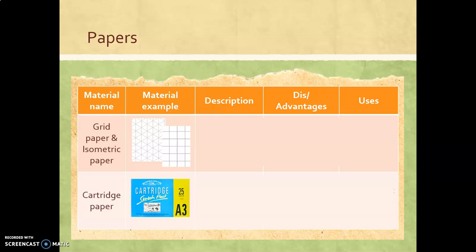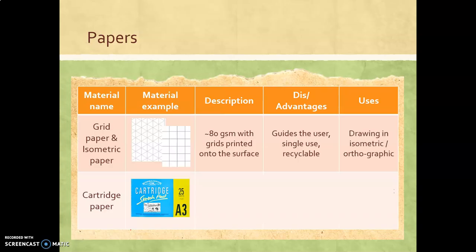Next, we have grid paper and isometric paper. We've already used this, we're familiar with it. It's about 80 GSM with grids printed onto the surface. The benefit is that it guides the user to be able to draw in isometric and orthographic. It is typically single use though, but it is recyclable.